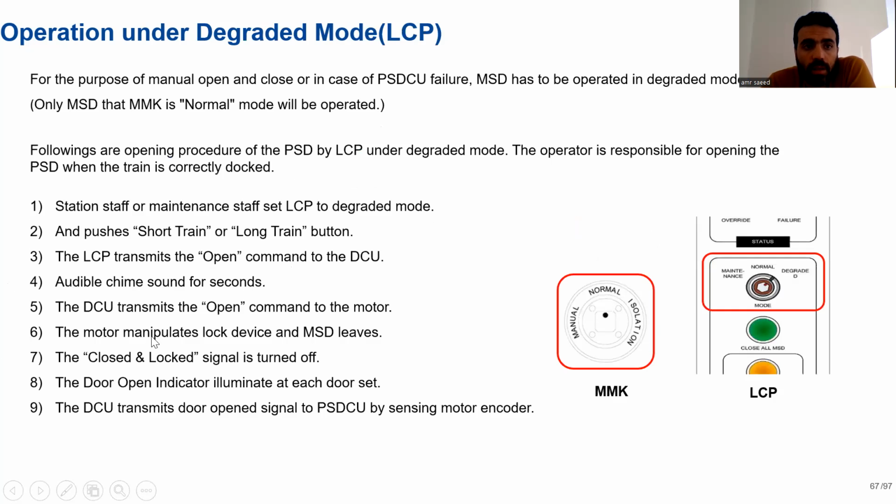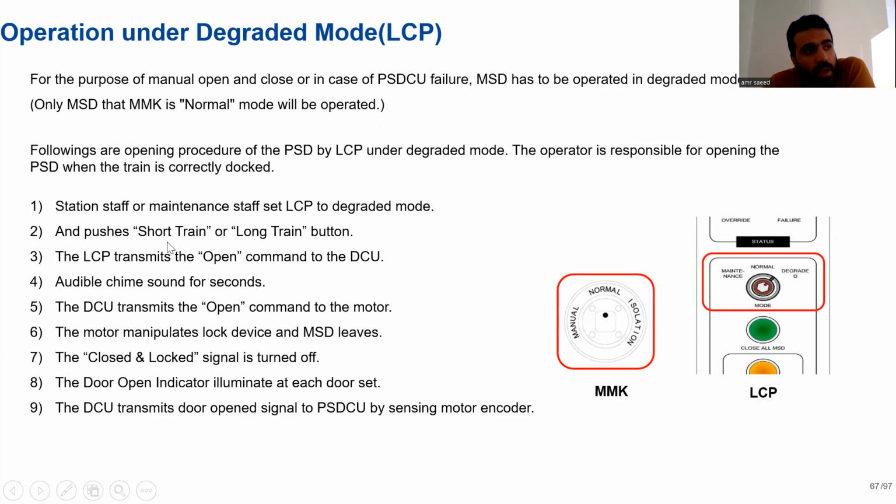Operation under degraded mode. When it's under degraded mode, for example, you can select from the LCB, local control panel. After selecting, you can push short train or long train. What is the meaning of short train or long train?